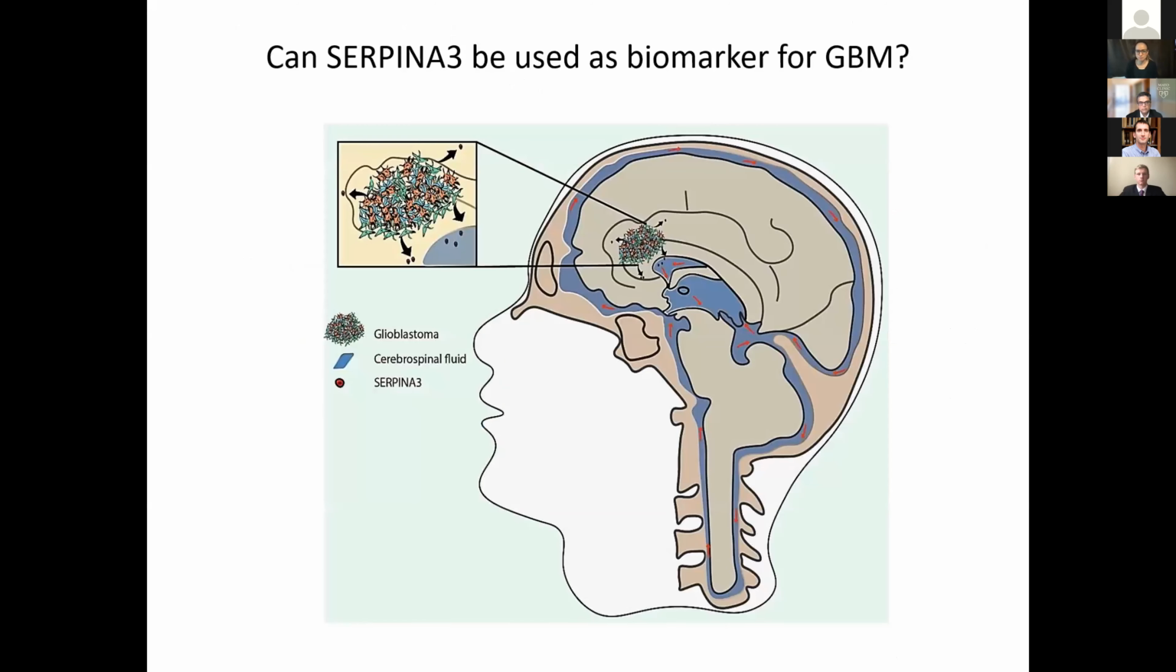Next slide, please. So with all these conclusions, we think that this SERPIN can actually be used as a biomarker for GBM, which is important, and is the translational point of view of our project. Next slide, please.